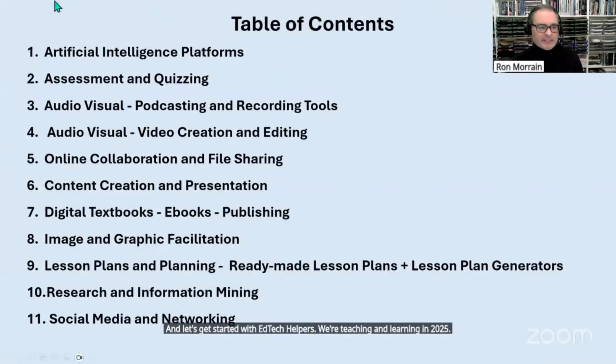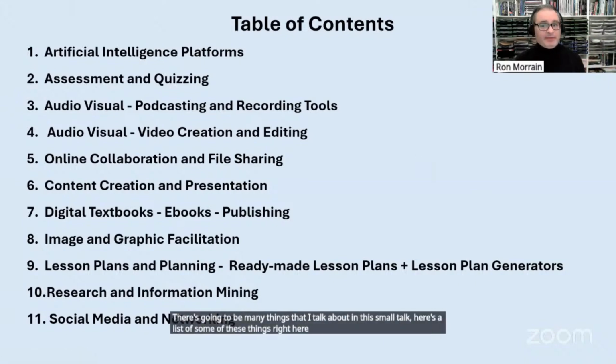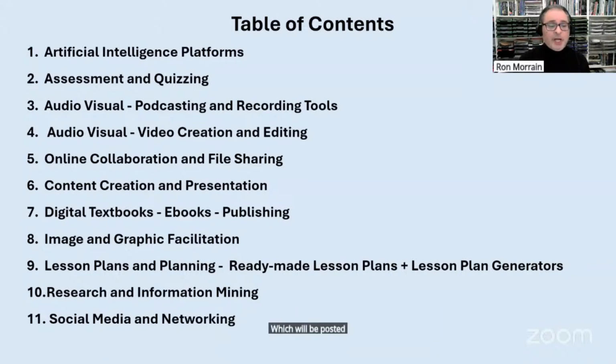There are going to be many things that I talk about in this small talk. Here's a list of some of these things right here. And I would like to add before I get started that you will get a recording of this, which will be posted on our YouTube channel so that you can refer to it after the conference as well.